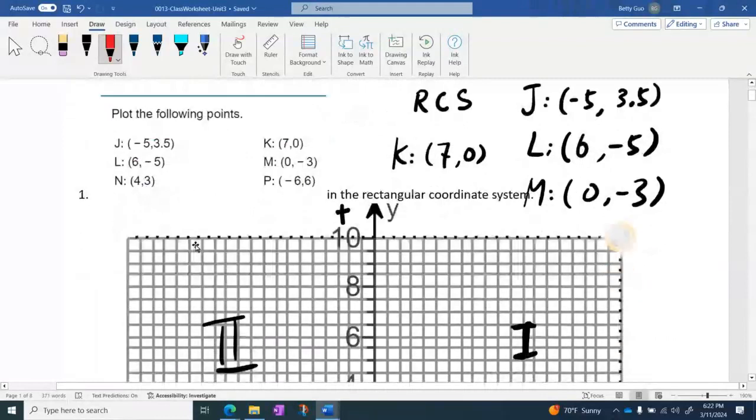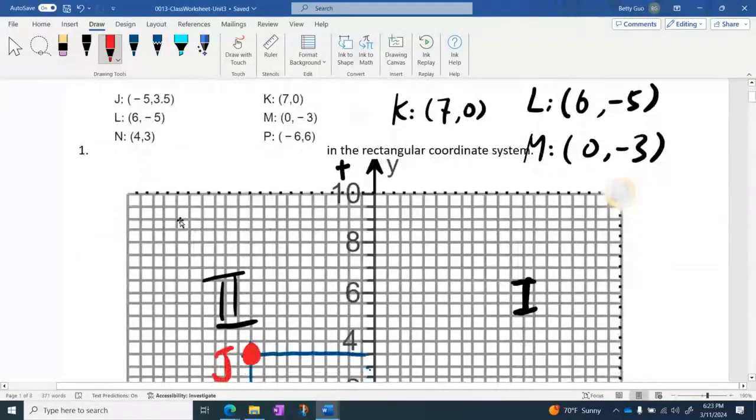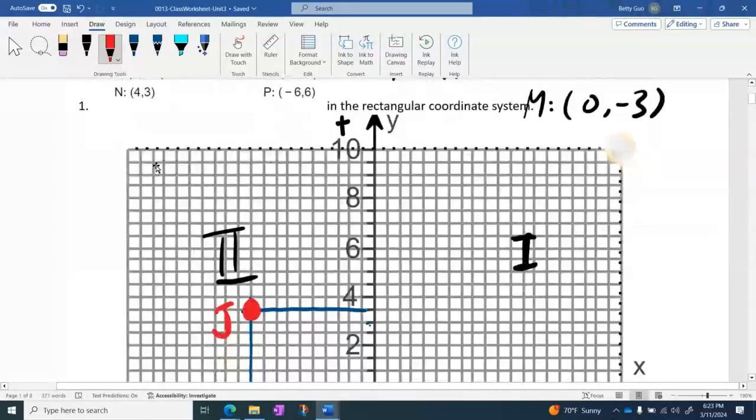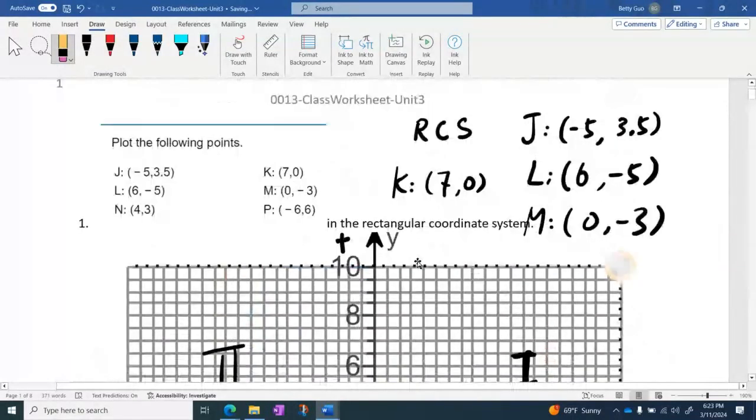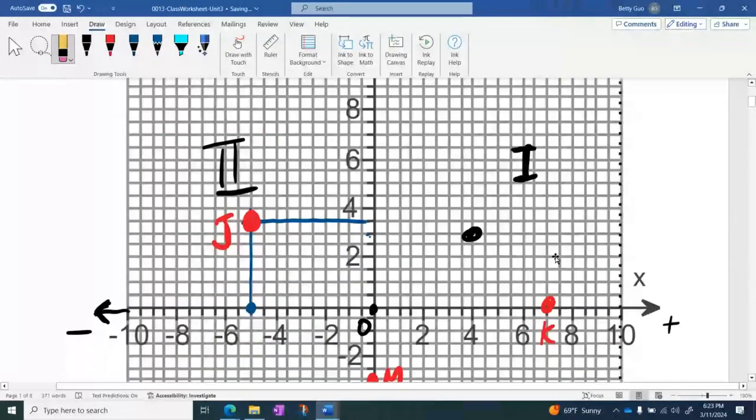Where's N? N is (4, 3). So this point N is 4 units to the right, 3 units above. So we start from the origin, and we go to the right 4, and then go up 3. This point, right? No, here. This point. Go to the right 4, go up 3. So that is point N. Point N is in quadrant 1.